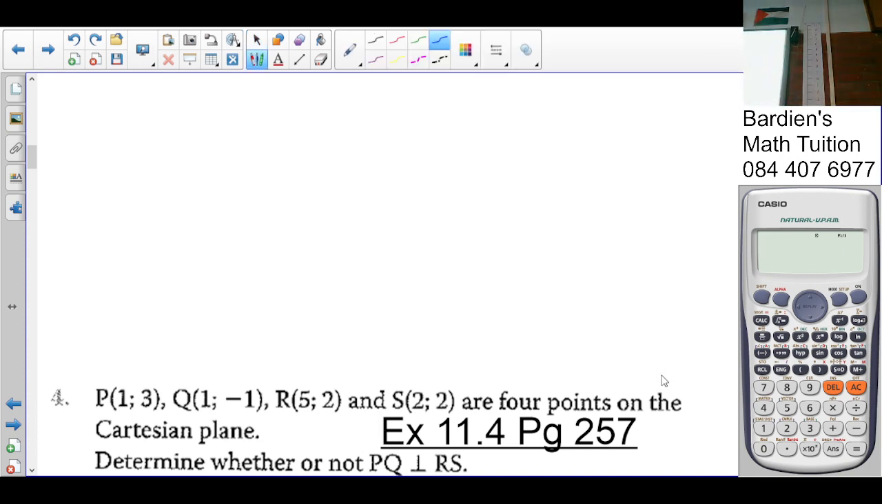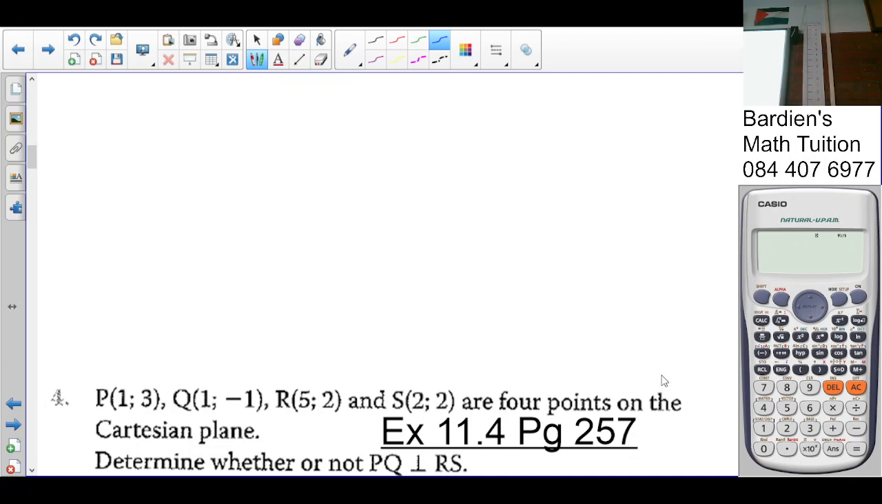Right, let's look at question 4 quickly. We are told that P, Q, R and S are 4 points on the Cartesian plane. Determine whether or not PQ is perpendicular to RS. If PQ was perpendicular to RS, what do we know? The product of the two gradients is negative 1. So if we can prove that the product of the two gradients is negative 1, they are perpendicular. And the contrary is also true. If the product of the two gradients is not negative 1, then it's not perpendicular.